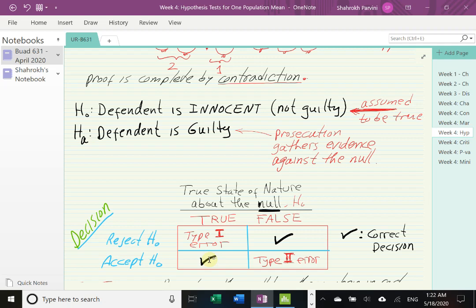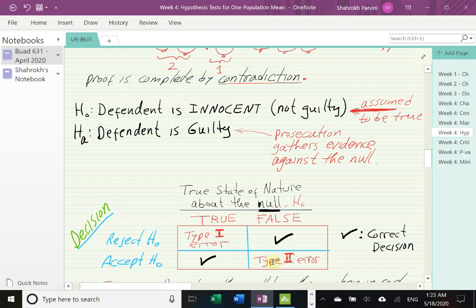Now, look at the one in here. Type 1 error. A type 1 error is committed when the null is true. The person is innocent, but the jury comes out and rejects the assumption of innocence. In other words, they find the person guilty. So in this cell, an error is committed. We're going to call that a type 1 error.